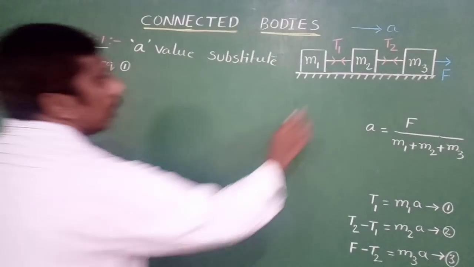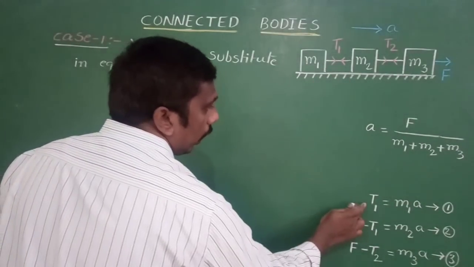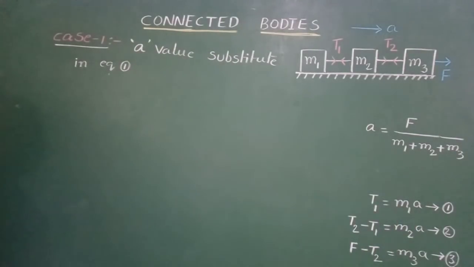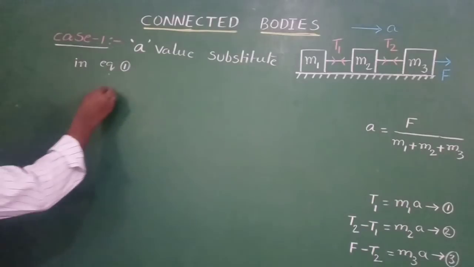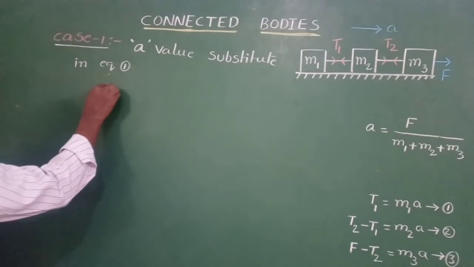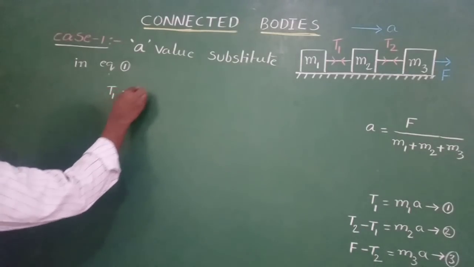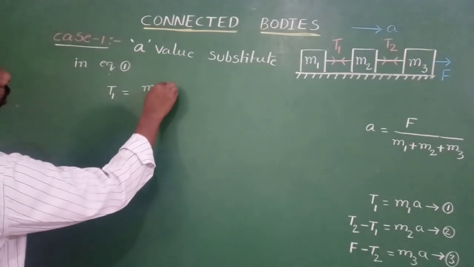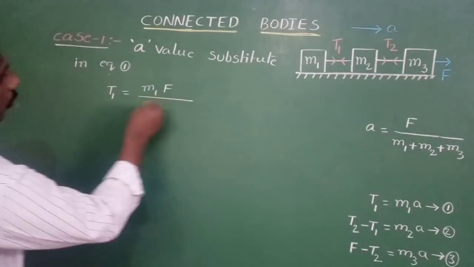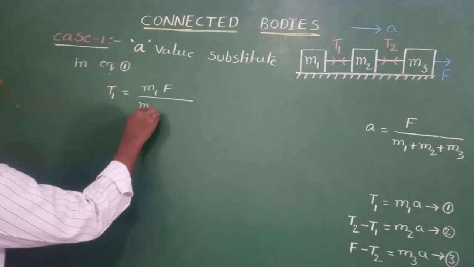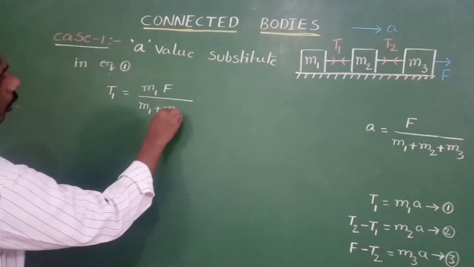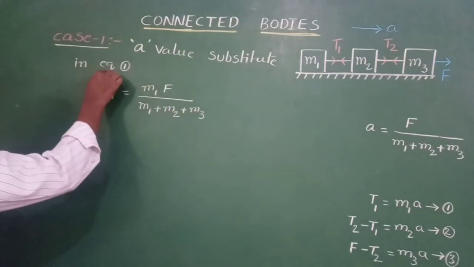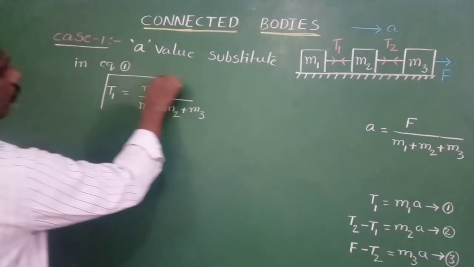To find the tension in the first string, substitute the A value in equation 1, then we get tension T1. So tension T1 is equal to mass M1 into acceleration A, which is M1 into F divided by M1 plus M2 plus M3. This is the tension in the first string.